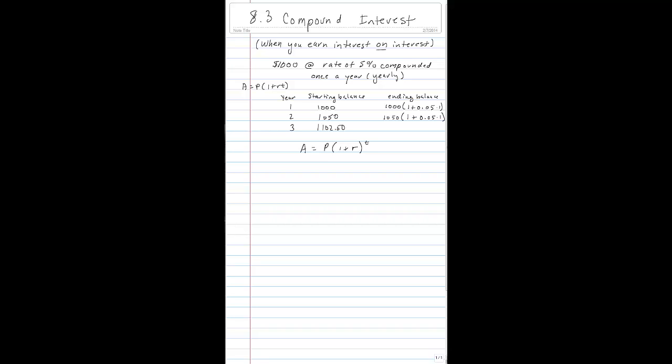Now you might notice that this is not on your formula sheet, and there's a reason for that. This is only if we are compounding yearly. I don't want you to memorize a special formula just for compounding yearly. It was just easier to explain what's going on in that case. So let's look at what our general formula is.